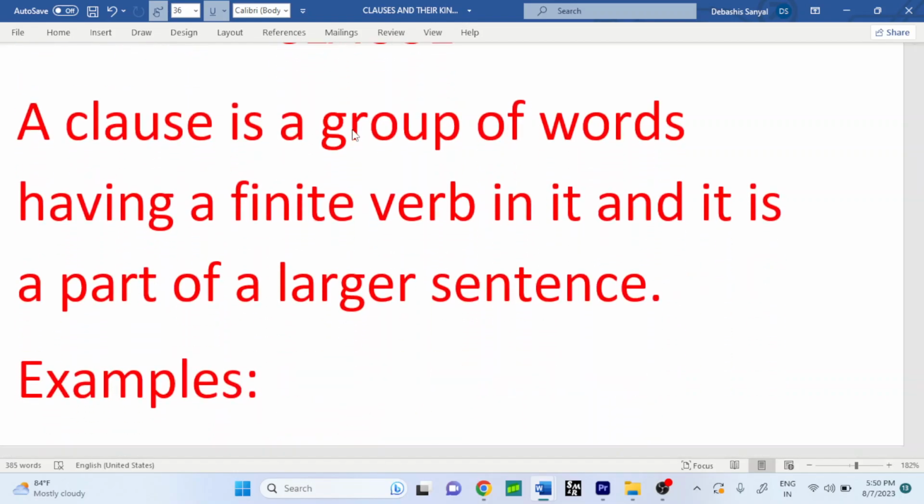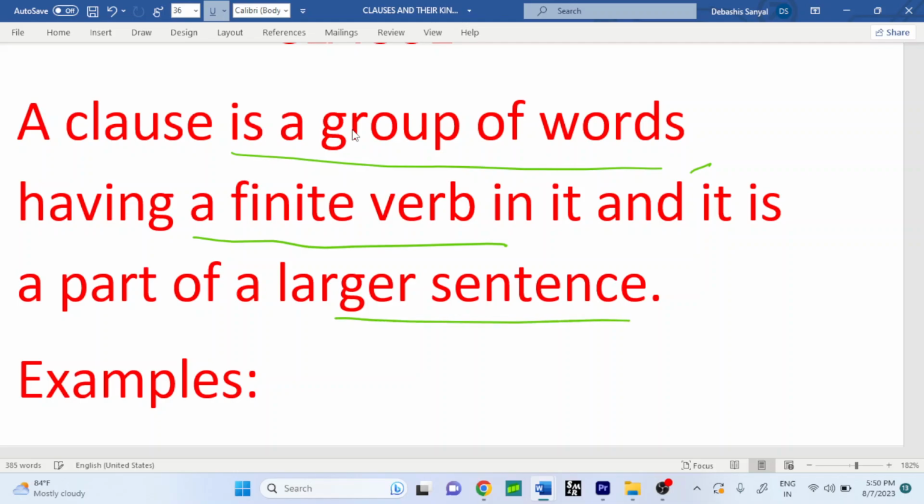See the definition. A clause is a group of words having a finite verb in it, and it is a part of a larger sentence. Then the characteristics of a clause: a clause is a group of words, that means there are some words in a clause. There is a finite verb in a clause, and it's a part of a larger sentence.